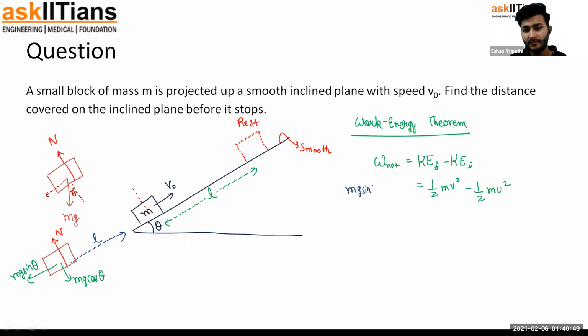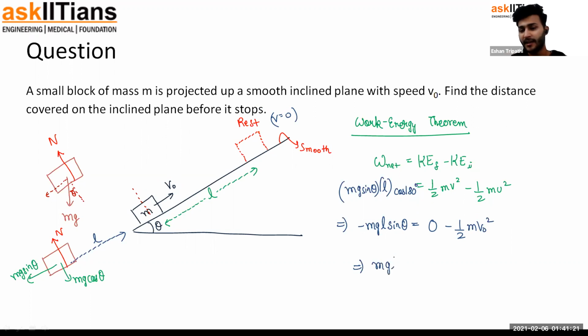mg sin theta, the force in the backward direction, multiplied by the displacement L in the upward direction, and cos of the angle between them. That angle is 180 degrees. That means on the left, minus mg L sin theta is equal to half mv square minus half m u square. Guys, finally the body comes to rest at the top. So v is going to be 0, isn't it? So it's going to be 0 minus half m. What is the initial velocity of the body? That is given, v naught.